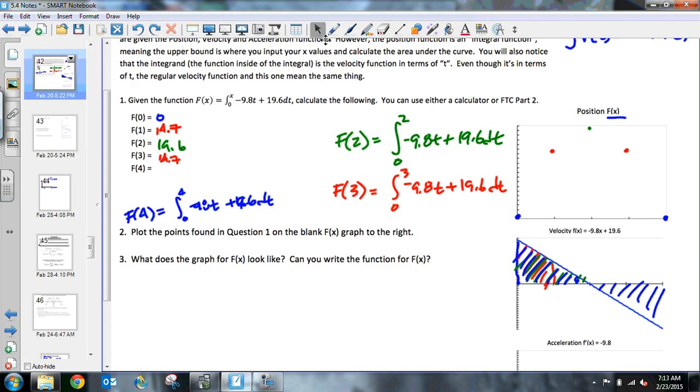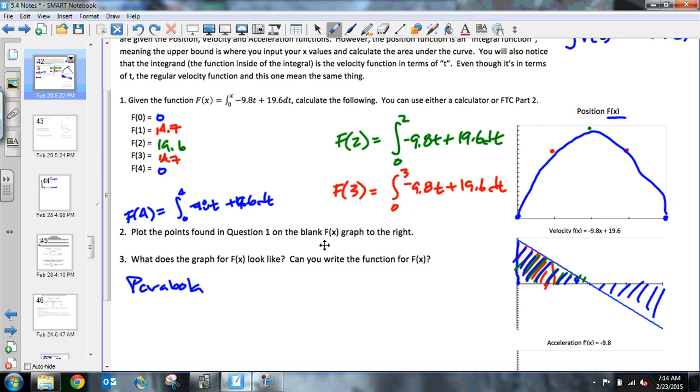It's kind of interesting to get these values, because after we've plotted those points, we can answer the question in part 3: what does the graph of big F of x look like? It looks like a parabola. We can connect those points. Hopefully you're better at curve sketching than I am, but you end up getting a parabola. You get the idea.